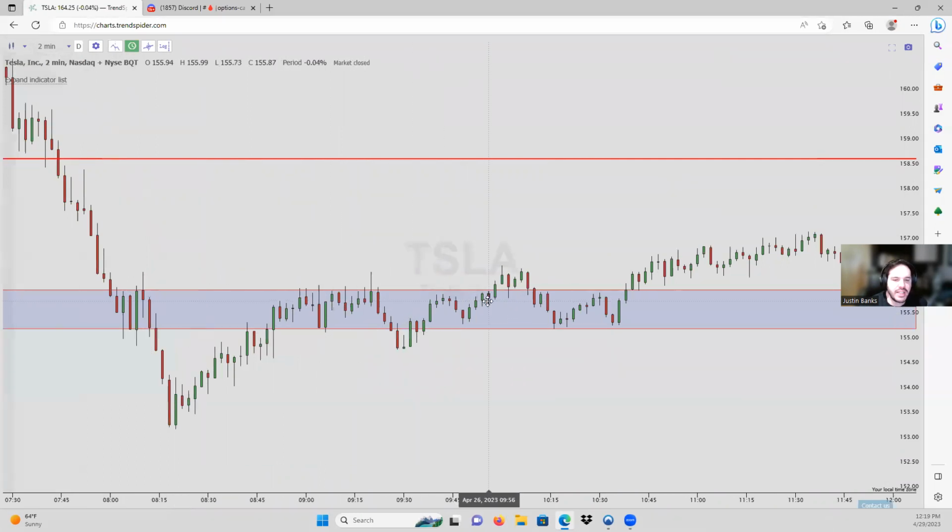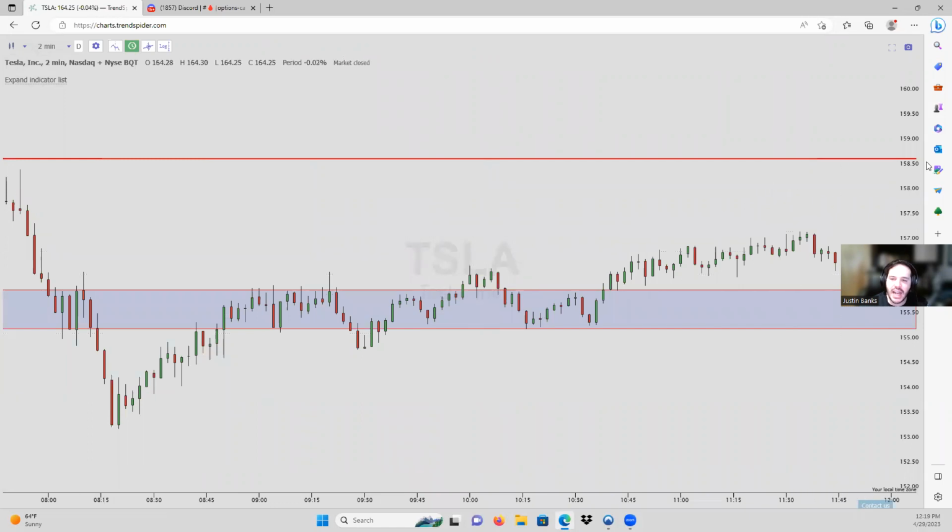Once we broke below, I would say this is accumulation. So I'd say this is now a heavy demand zone.